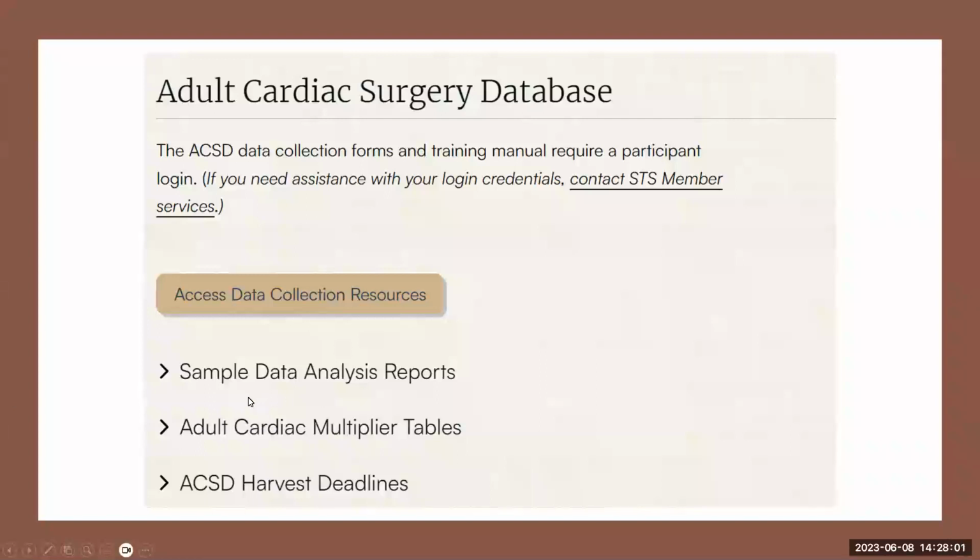But before we get there, you'll see that underneath here we have some sample data analysis reports. We've got the adult cardiac multiplier tables, and we have harvest deadlines.